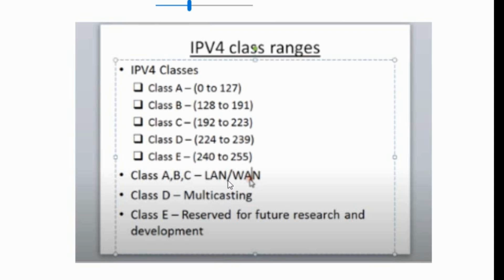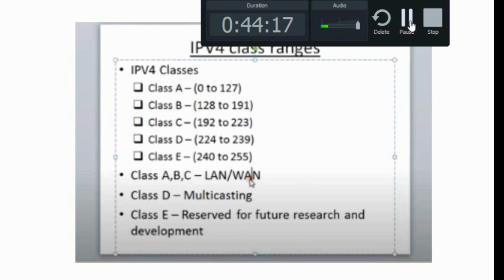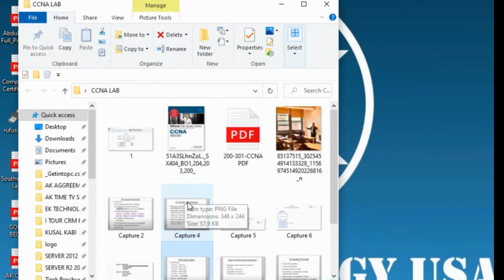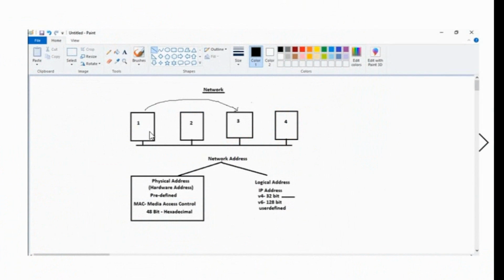Okay, so I have explained to you all those, and as you can see, Class A, Class B, Class C, we can work with LAN and also WAN. I explained to you a while ago, LAN stands for local area network and WAN stands for wide area network. I'm going to explain wide area network later on, but I've also explained LAN. If I go back to my lab, you can see whether I explained LAN or not, if you remember it. So these all 4 computers are in a local area network, which is LAN.